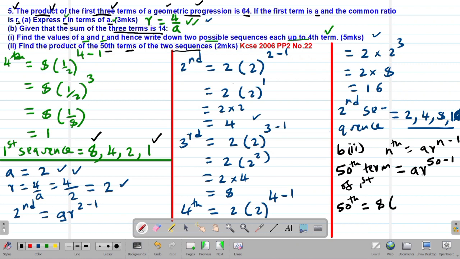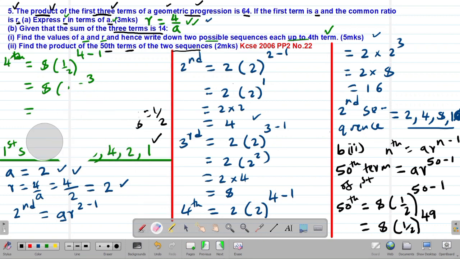Then the common ratio of the first sequence. If we find the common ratio here, we'll just take 4 over 8, which was actually a half. The common ratio was a half. Then to the power of 50 minus 1. So this is going to give us 8, then of course, into bracket a half to the power of 50 minus 1. We'll just get positive 49.